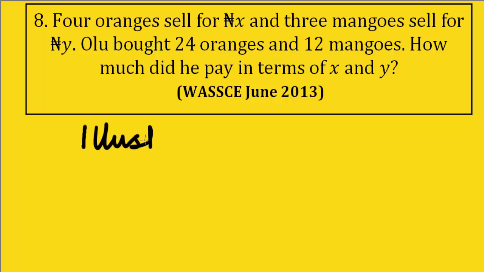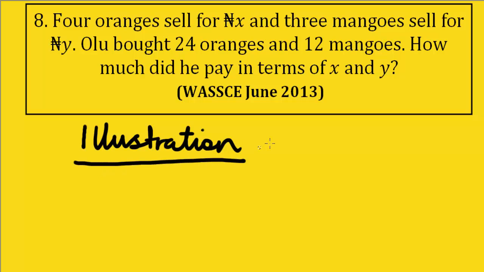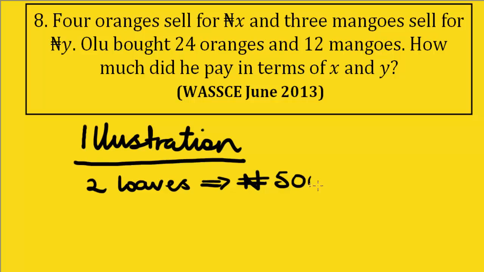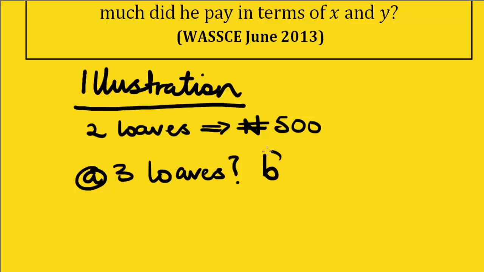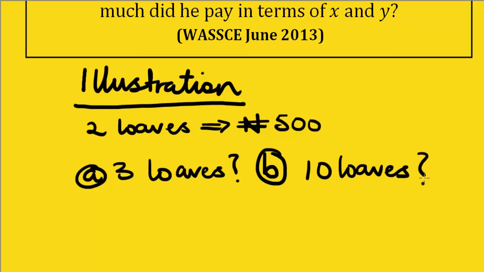So imagine I tell you that 2 loaves of bread cost 500 naira. And I would like to know how much for 1 loaf. Actually, I wouldn't say 1. Let's say how much for 3 loaves and how much for 10 loaves. Given I've told you that 2 loaves cost 500 naira.